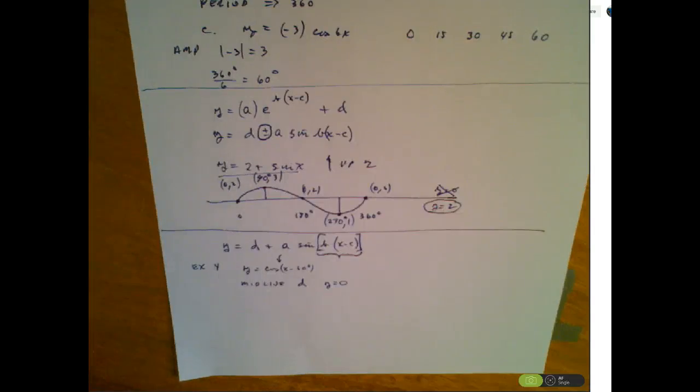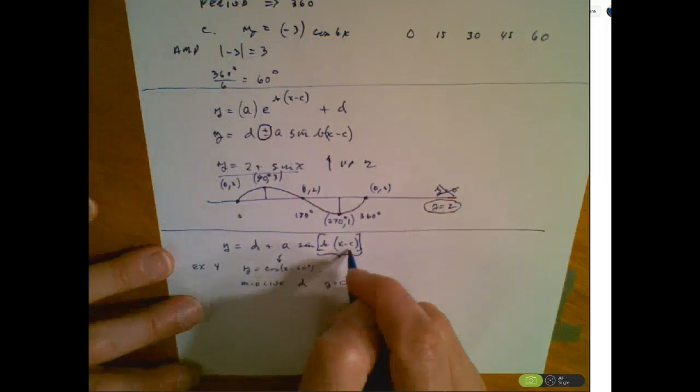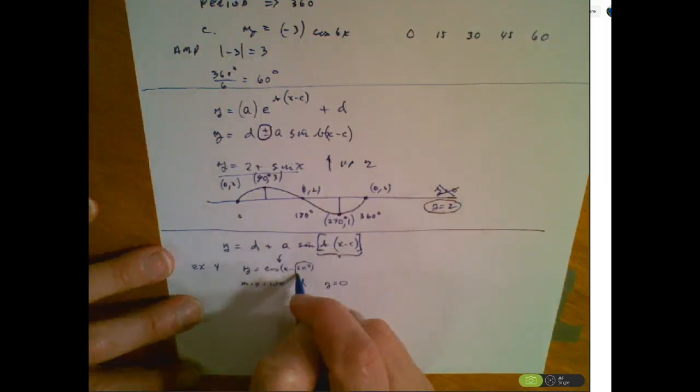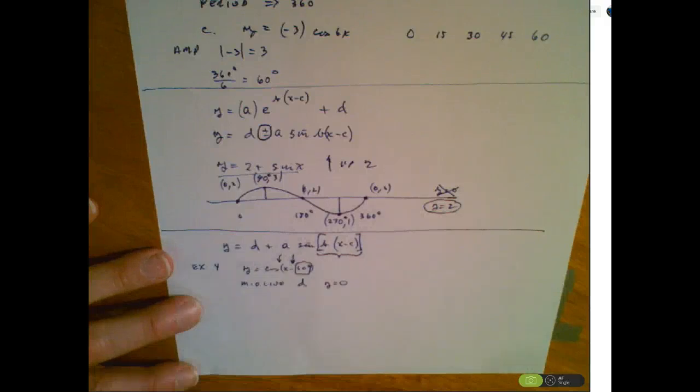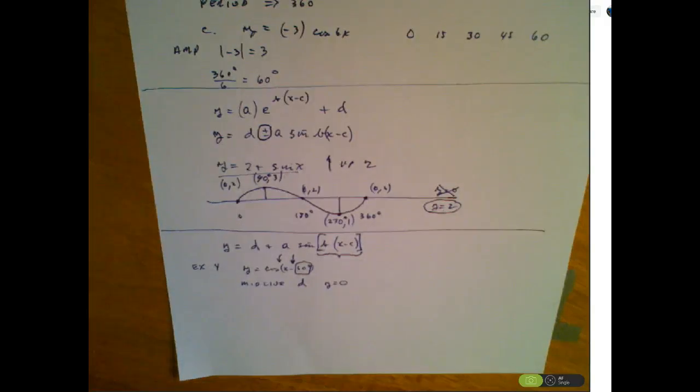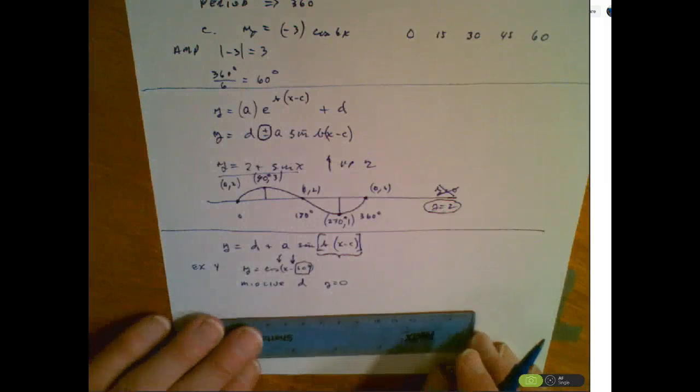We don't have any phase shift. I'm sorry, we do have a phase shift. The phase shift is to the right 60 degrees. Okay, so we're 60 degrees to the right. Why? Because we notice our C now is a positive value. Remember, we have to incorporate this negative, and if C is positive, we shift to the right. Okay, so let's go ahead and graph this really quick and see what we do.